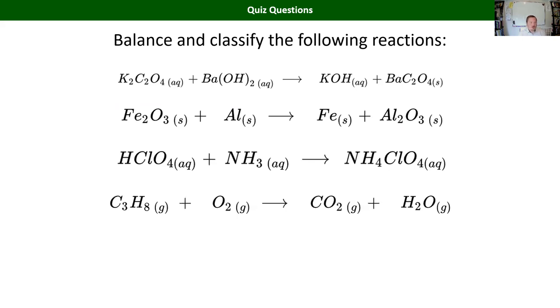And I know I scared you a bit by giving you some really tough examples of balancing reactions, but in general, balancing reactions is not going to be the hardest part of these problems usually. Once you get the hang of it, most of them balance pretty quickly and easily once you start seeing some of the patterns.